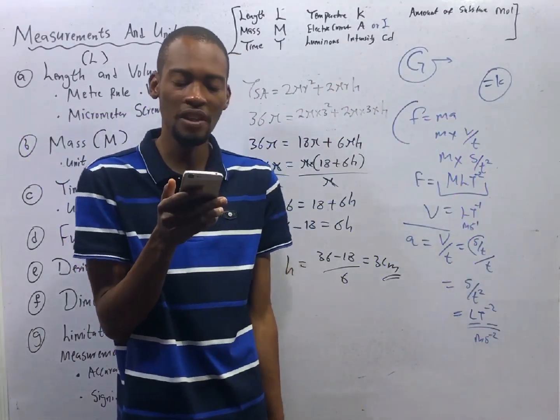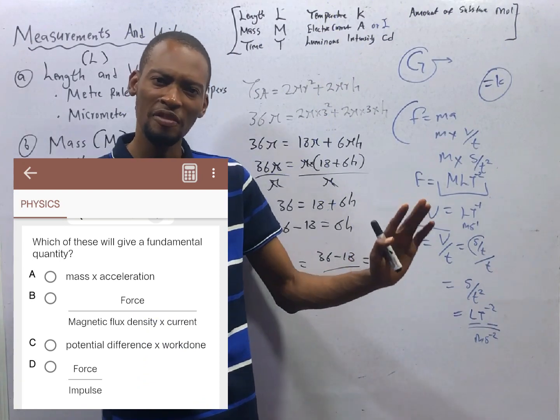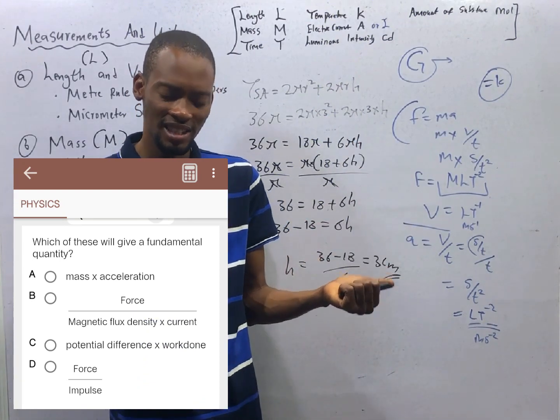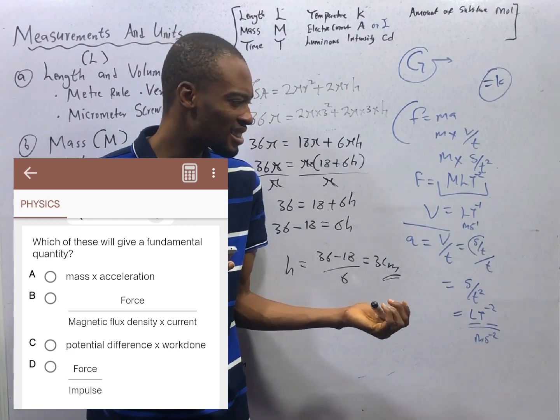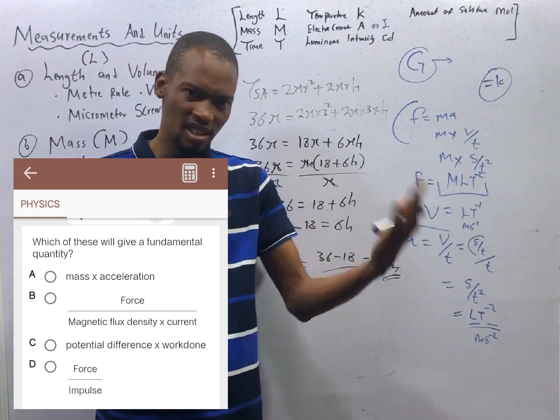Which of these will give a fundamental quantity? In this type of question, you start from the known to unknown. Option A, mass times acceleration. Mass times acceleration, that is force. Yes. So force is a derived quantity.